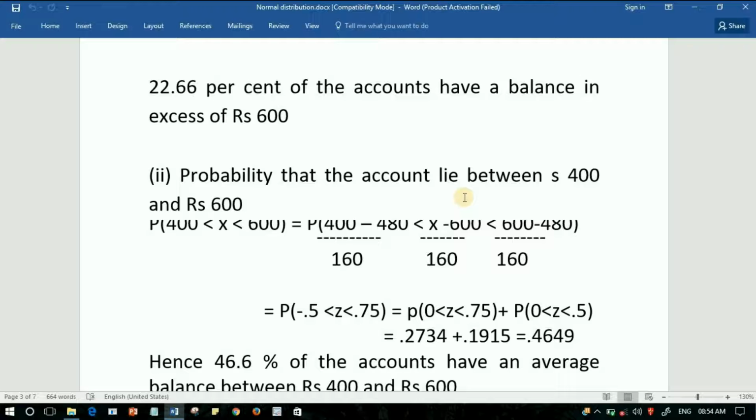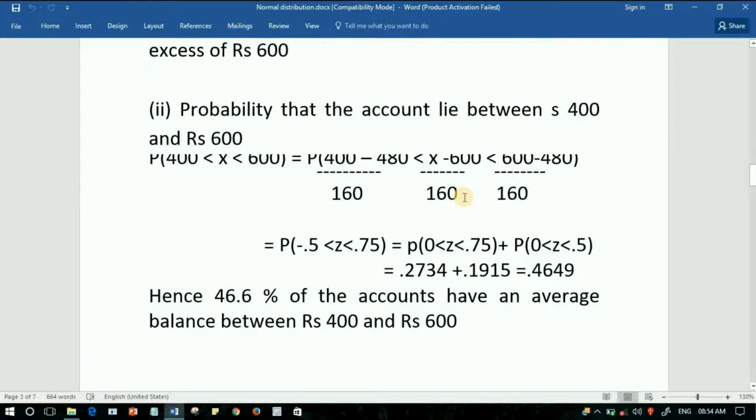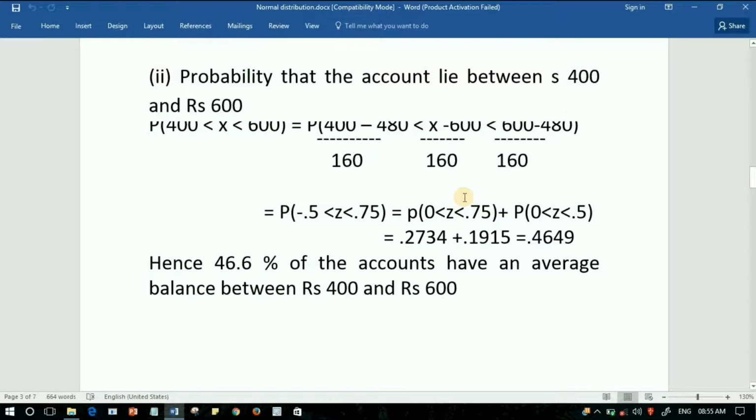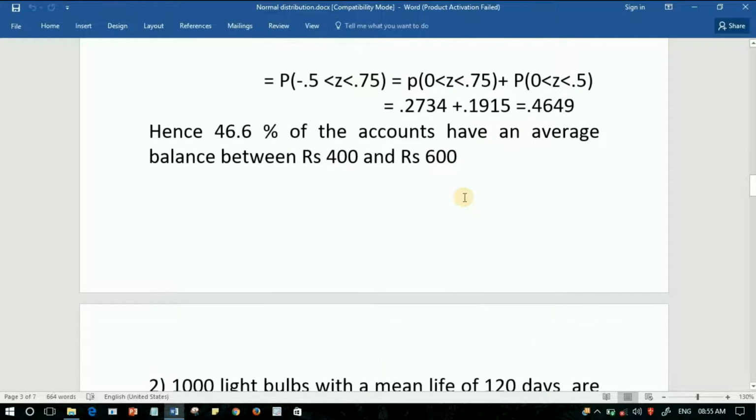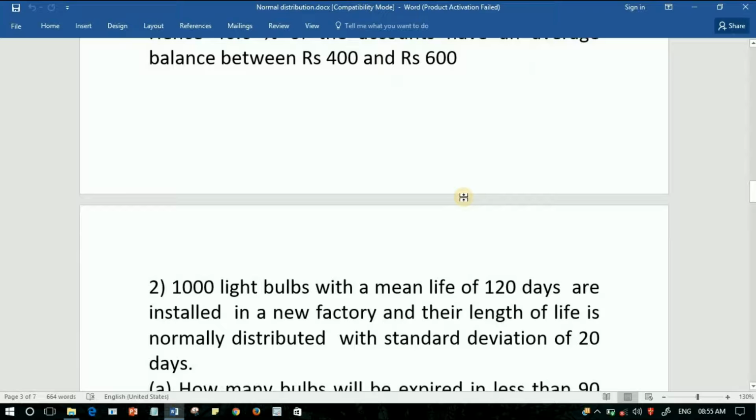is equal to probability of 0 less than z less than 0.75 plus probability of 0 less than z less than 0.5. So in the table we got 0.2734 plus 0.1915. We got 0.4649. So in terms of proportion, you have to multiply with 100, we get 46.5% of the accounts have a balance between rupees 400 and rupees 600.